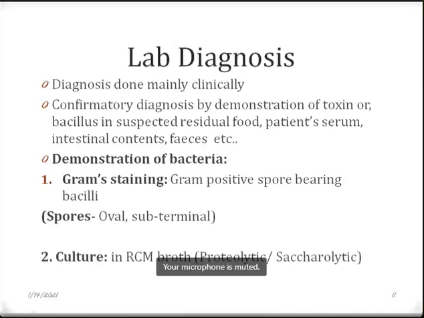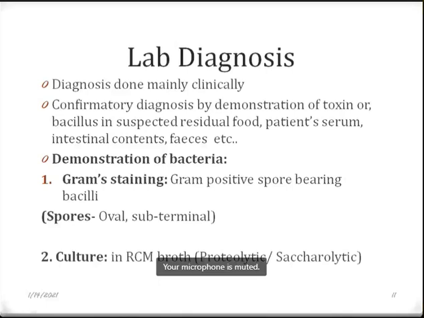First, demonstration of bacteria. It can be done by gram staining. Clostridium botulinum is a gram-positive spore-bearing bacillus. It is a gram-positive bacillus which contains spores. Spores are oval and subterminal. By observing this morphology in gram staining, we can identify Clostridium botulinum.